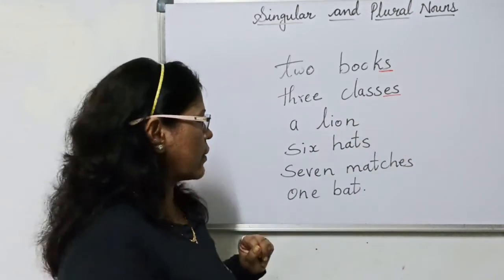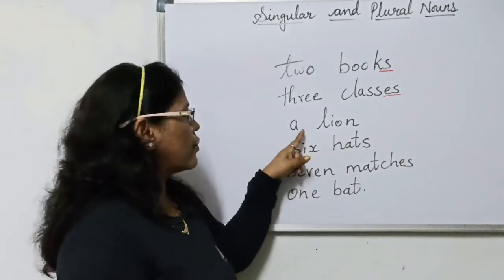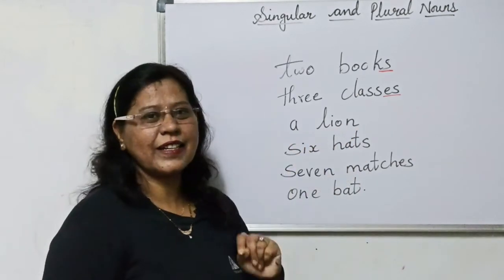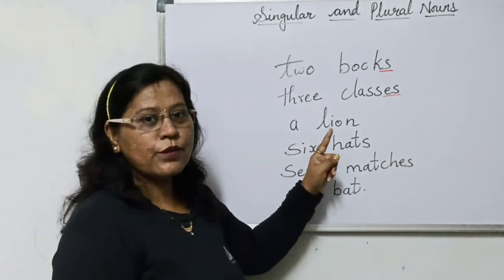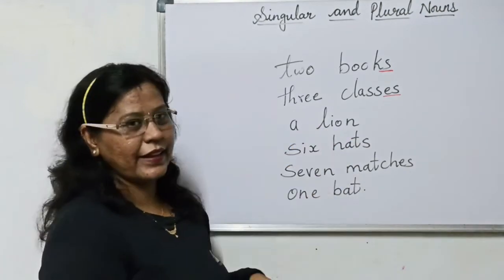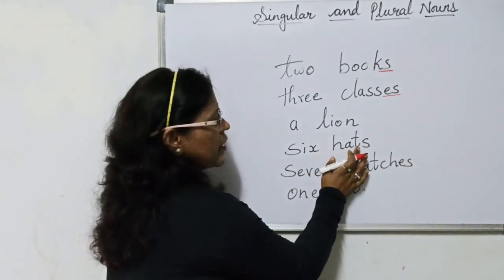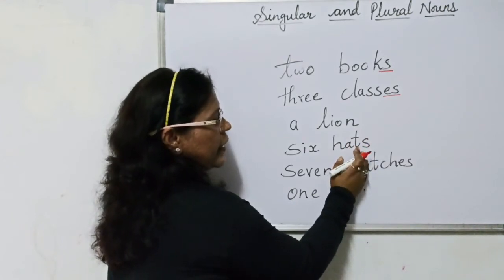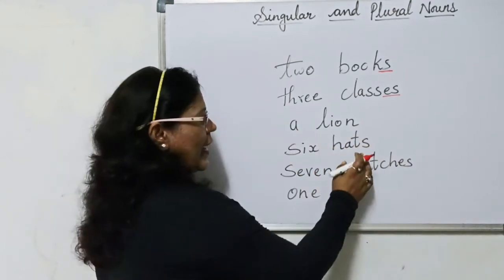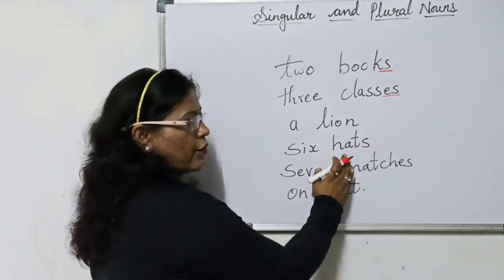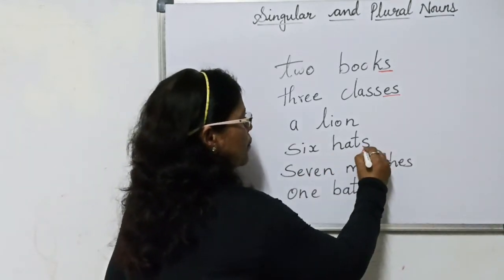Three classes, what you have to add? Es. Three classes, okay. Now a lion, is there any need to add s there? No, there is no need for us to add s because a lion is a single lion. Okay, it's a singular. There is no need of adding any s there. Then six hats. The letter which is at the end is T, and T is before s. So hat, h-a-t. So T means what you have to add? Simply add s to make it plural form. H-a-t, s when you add it becomes hats. Six hats, plural form.